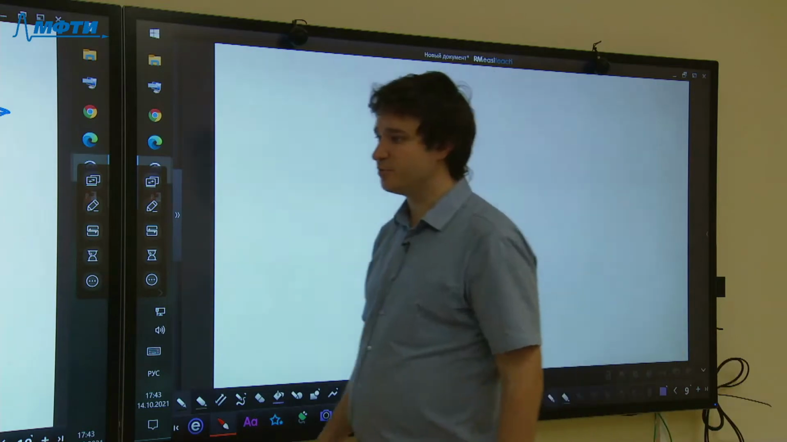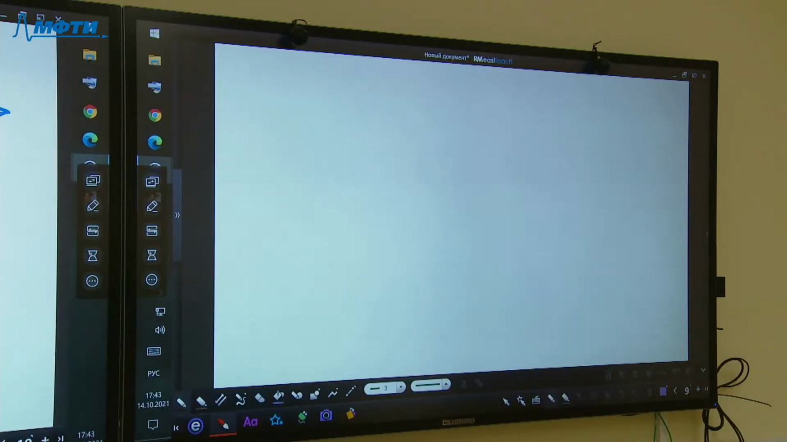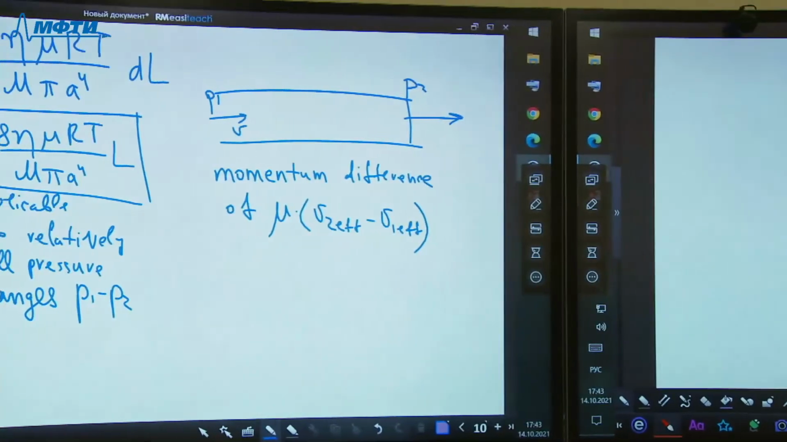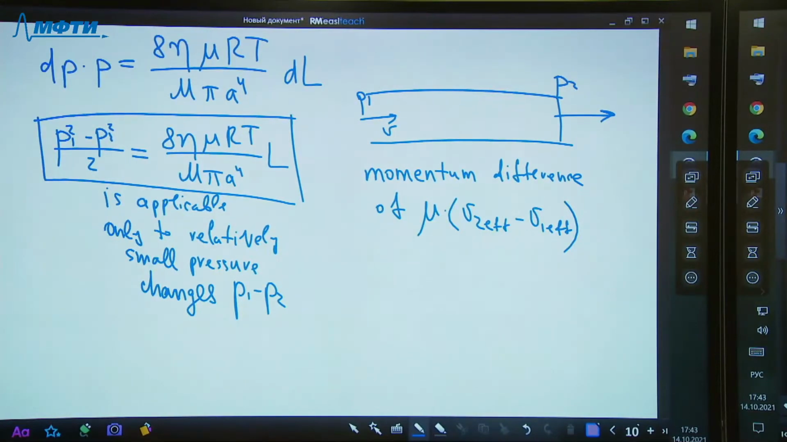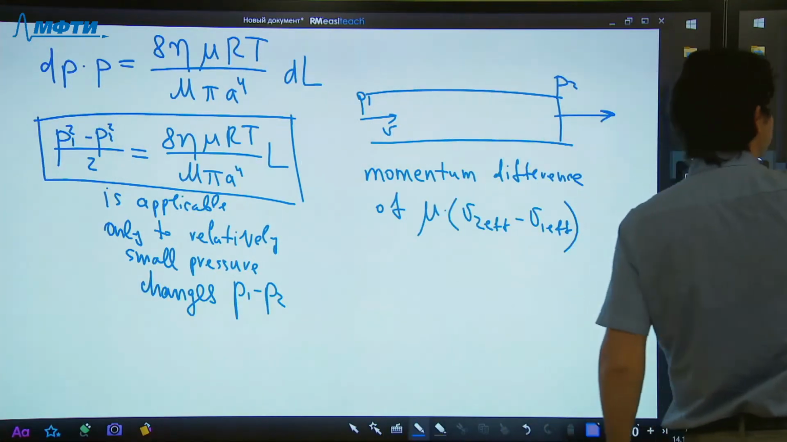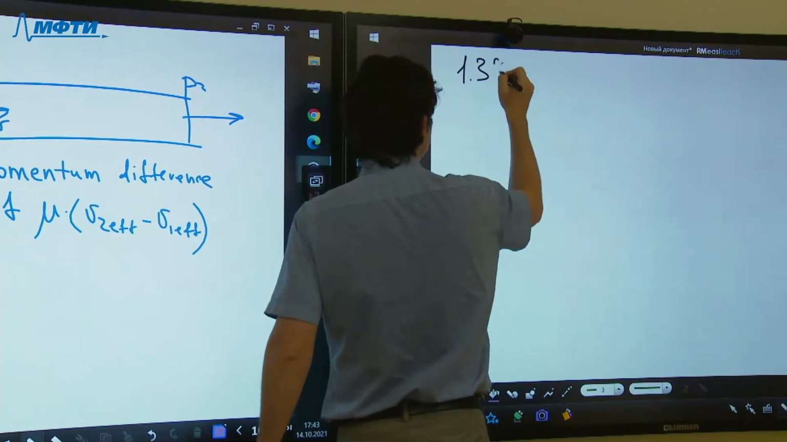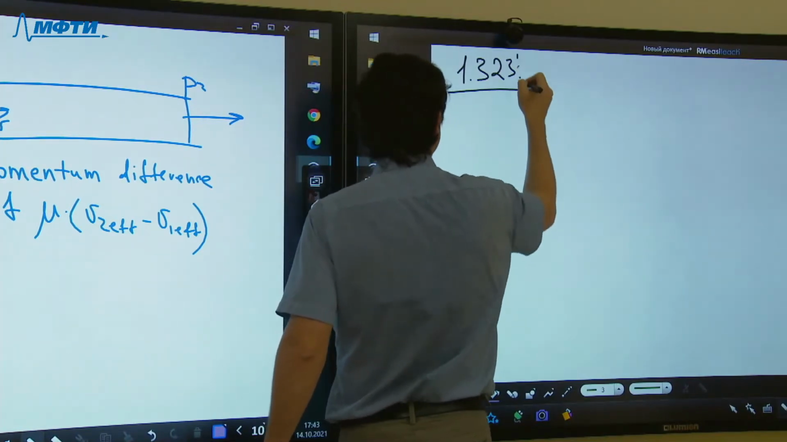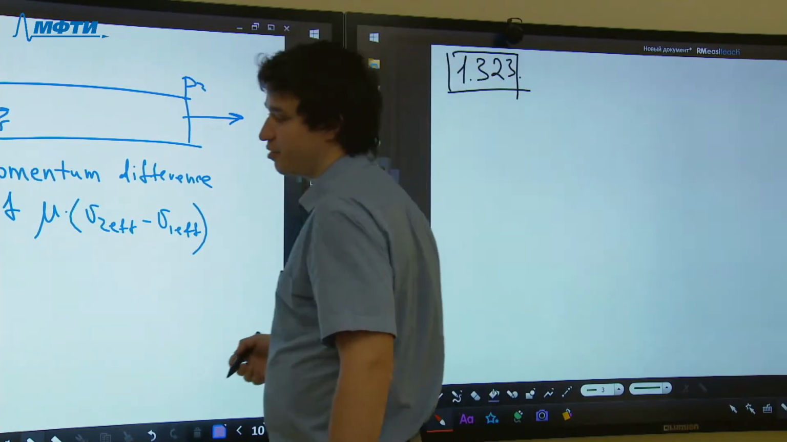Okay. And now the next problem. The problem 1.323. It's from the mechanical part of the book.